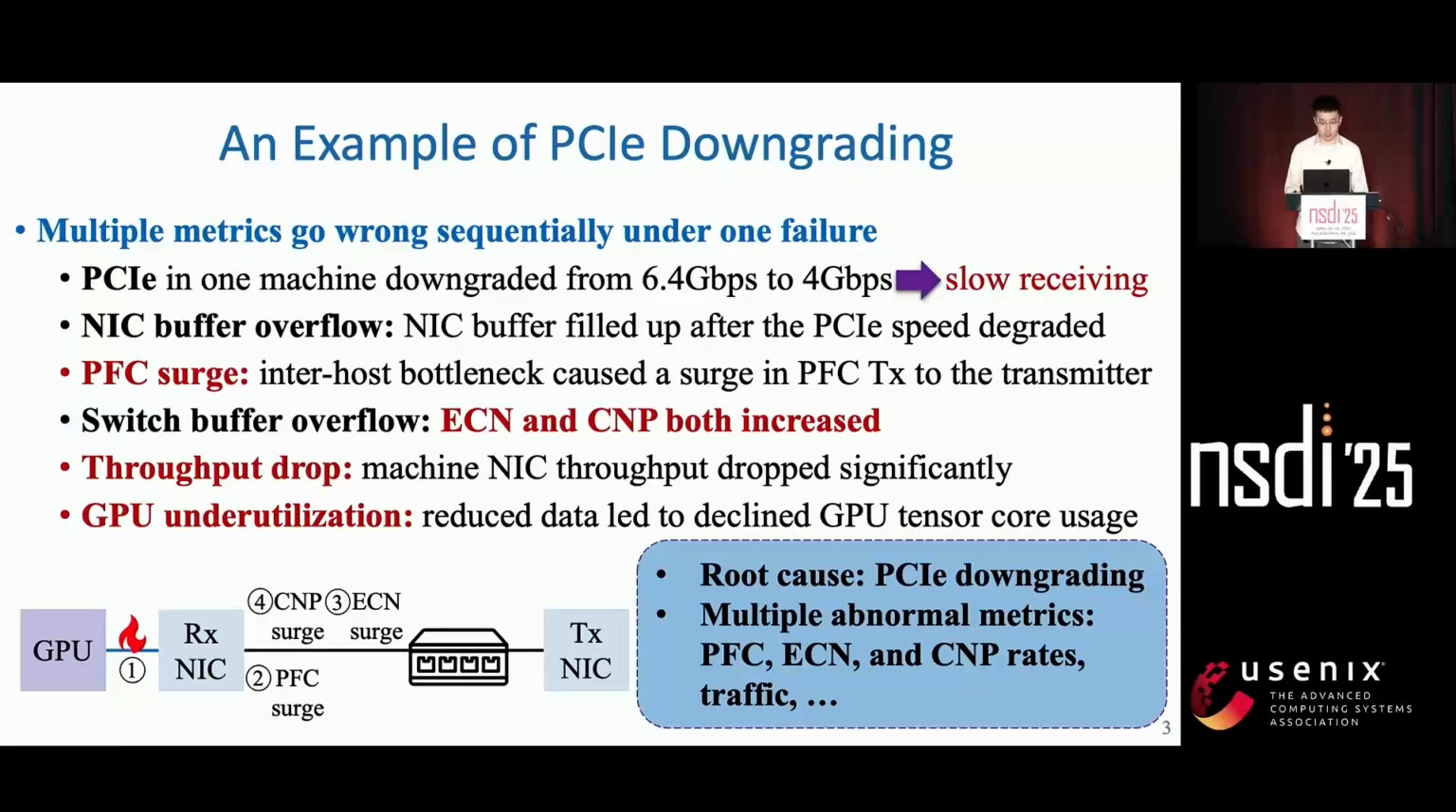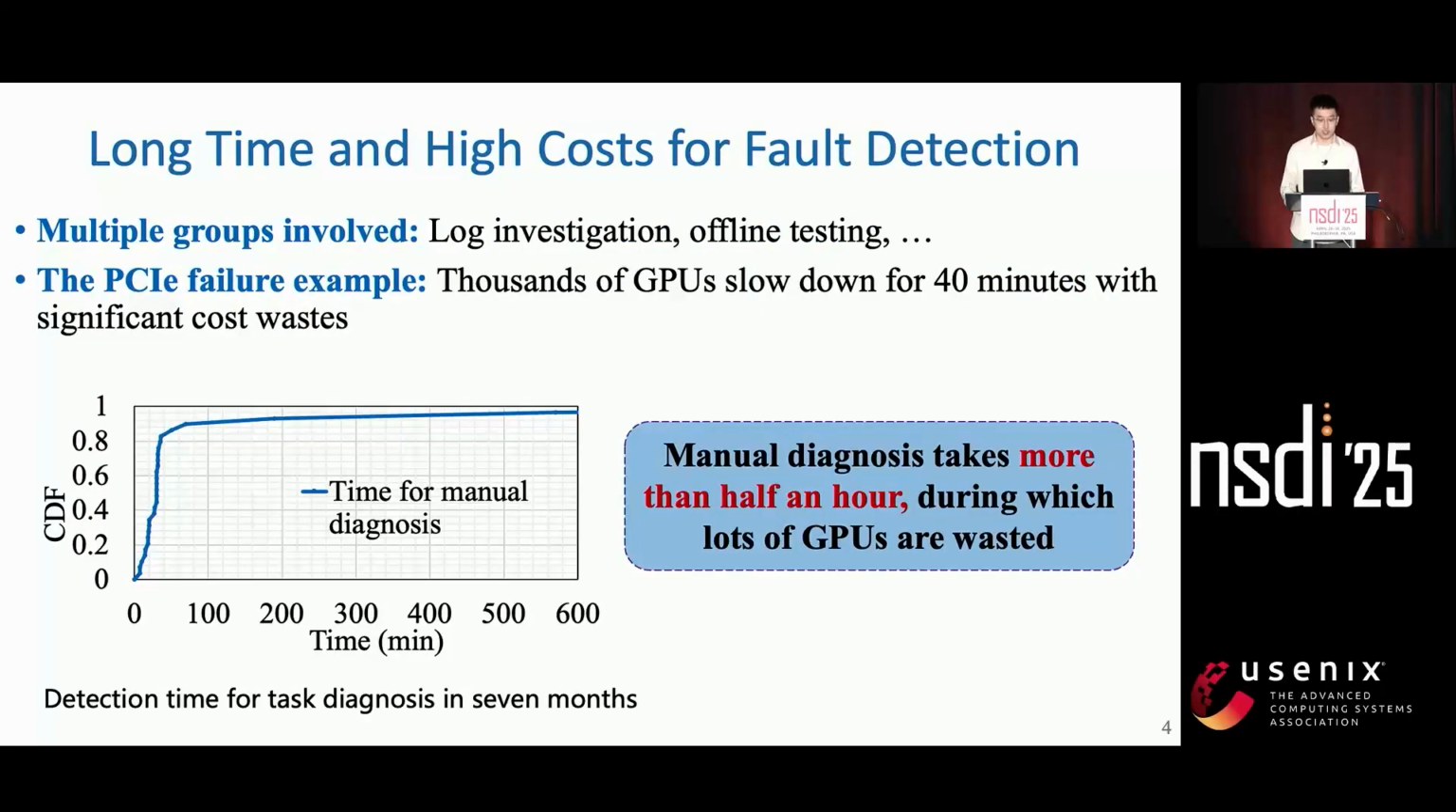This chain reaction leads to a drop in the NIC throughput, reduces the GPU utilization, and thus affects the overall training performance. In this scenario, the root cause was actually the downgraded PCIe in a single NIC, but the issue propagated rapidly to other machines, causing multiple abnormal metrics to emerge. When system developers and operators try to debug the problem, it could be confusing to figure out which one is the real root cause. Such unexpected anomalies are challenging to detect and often require significant time for diagnosis, leading to increased labor and resource costs.